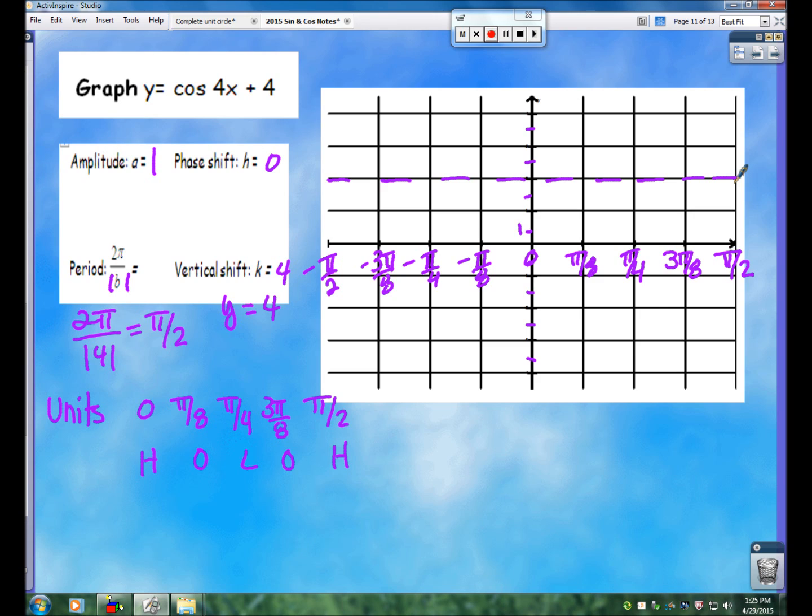So at 0, I'm at 0. At pi over 8, I'm high, which is 1. 1's here. All right, pi over 4, I'm back at 0. At 3 pi over 4, I'm down 1 at my low. Whoops, I didn't. Let's redo that.